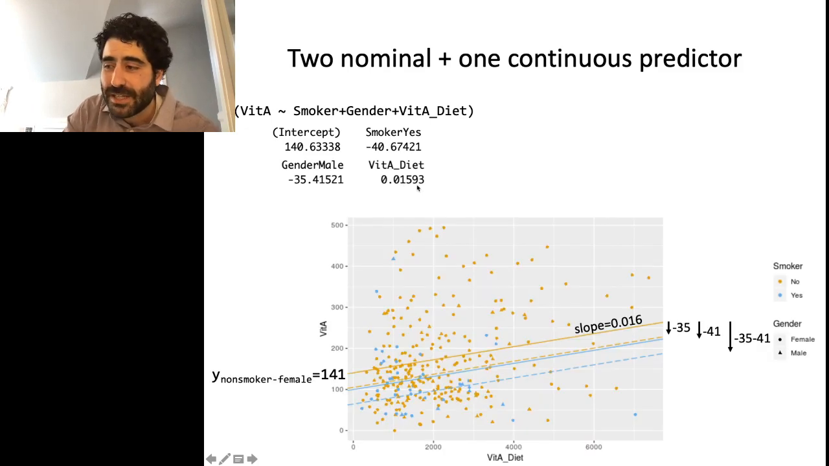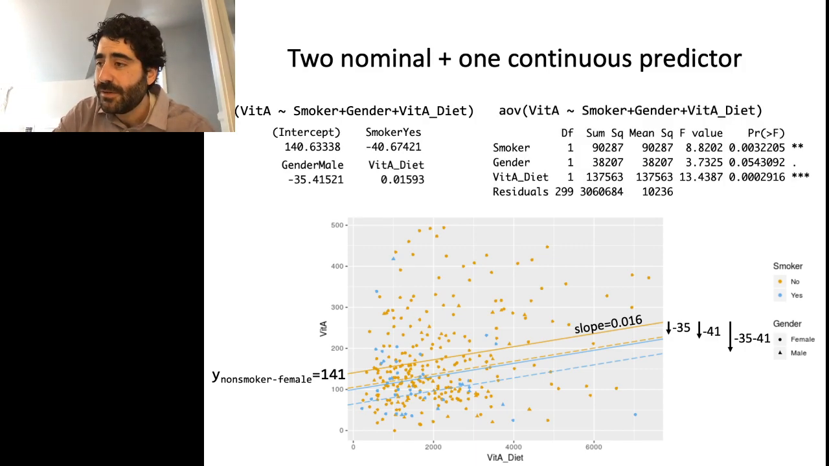So now our models look like this. Now we're tilting our predictions based on where you are in this vitamin A diet space. That's for every person. So our baseline prediction is a female non-smoker that has zero vitamin A in her diet. We would predict 141 for her. And then we can use this information to adjust that prediction. The more vitamin A you have in your diet, the higher our prediction is going to be. If you're a smoker or a man, then we have these penalties that we apply, because we think your vitamin A is going to be lower.